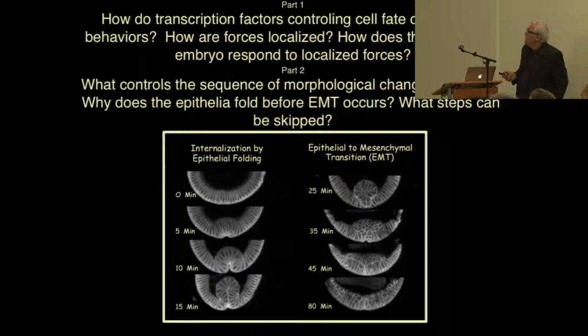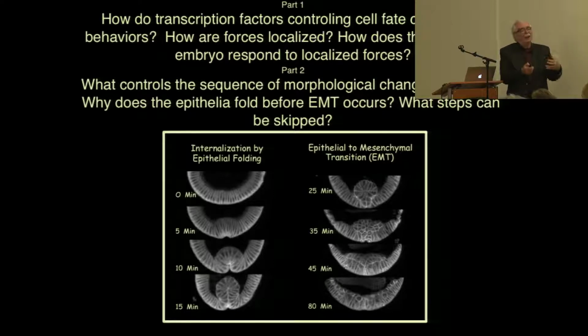The second part, I'd like to address a slightly more complicated question. We've seen that the decision to be mesoderm is elicited by two transcription factors, twist and snail. But the process is complicated. There's a sequence of events. And yet the expression of these two transcription factors determines not only the fate of mesoderm, but they establish a sequence of events.